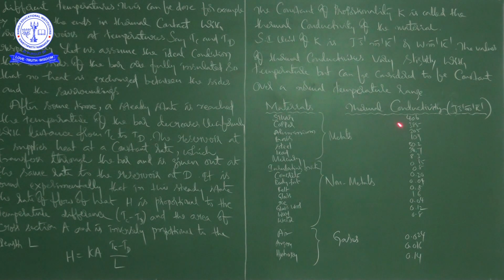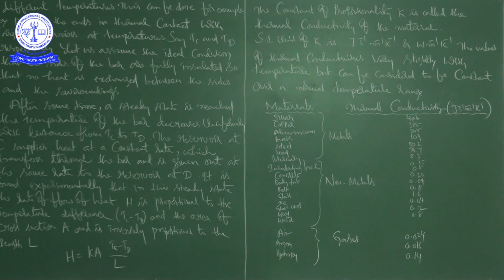So based on these values, silver is 406, but mercury is 8.3. Imagine how much difference there is between silver and mercury.